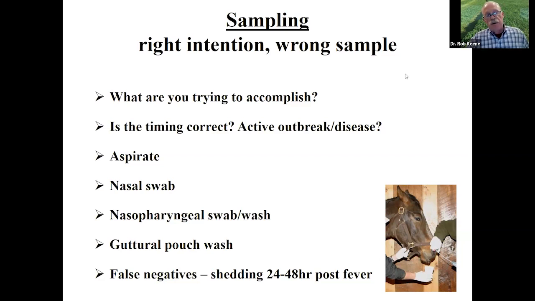Nasal swabs are simple. You're just swabbing the rostral part of the respiratory tract, and you sort of have to keep that in mind. It's all about sampling the largest area, especially when we're trying to identify horses that intermittently shed this organism in the environment. The more surface area we can sample, the better. And that's where the nasopharyngeal wash comes into play.